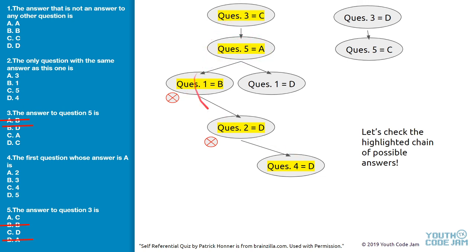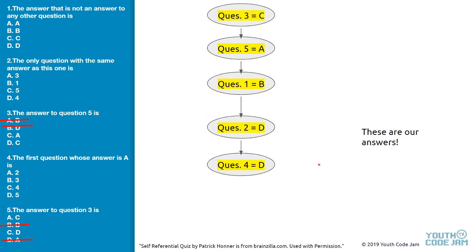So all of these answers in this highlighted chain make sense together, which means that since there are no contradictions, that's got to be the answer to our puzzle. So if you look, I just took off these other 3 little bubbles here, and I lined these up really straight and neat, and these are the answers to our puzzle. So question 1 is equal to B, question 2 is equal to D, question 3 is equal to C, question 4 is equal to D, and question 5 is equal to A.